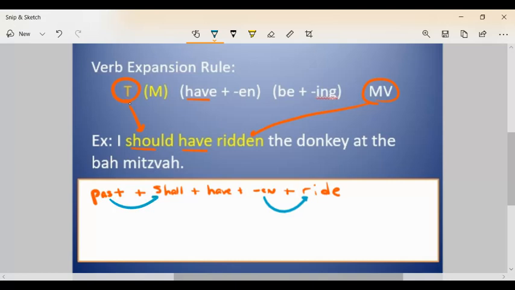So I have the past of shall now turns into should. Have is all by himself, so he just kind of drops down. And the en form of ride is ridden. So once again, I have deconstructed the verb, and then I have reconstructed the verb using the verb expansion rule. Let's do 2 more examples before I send you loose on your worksheet.